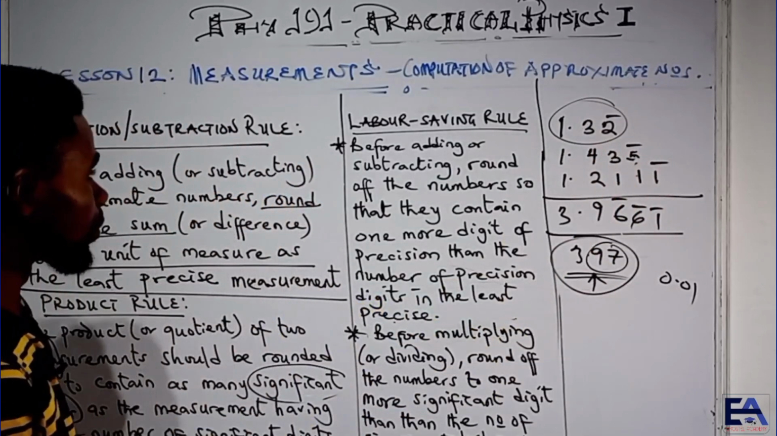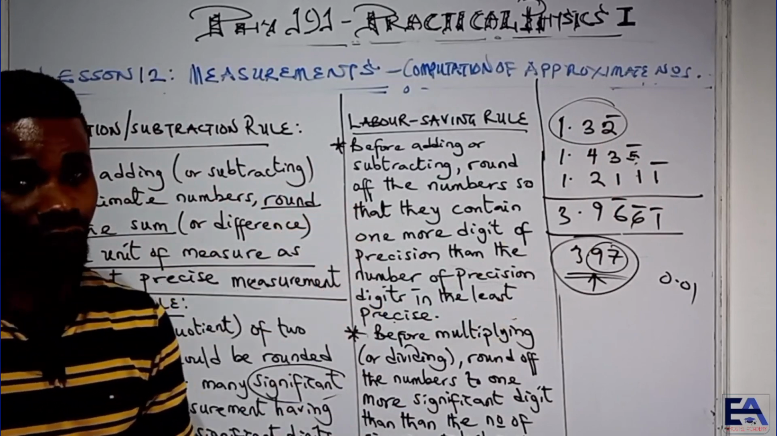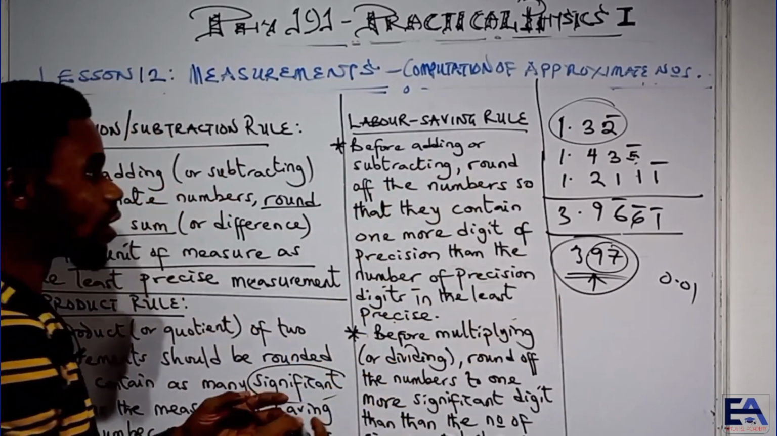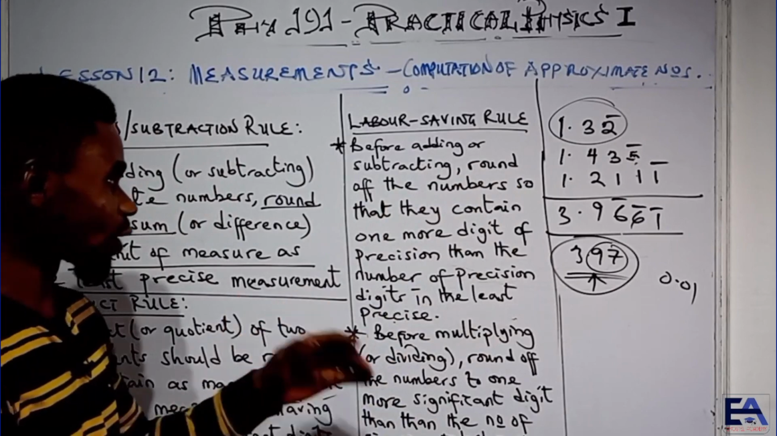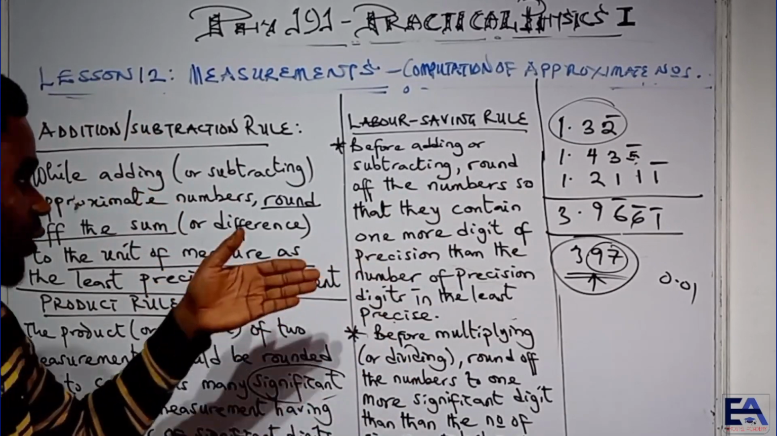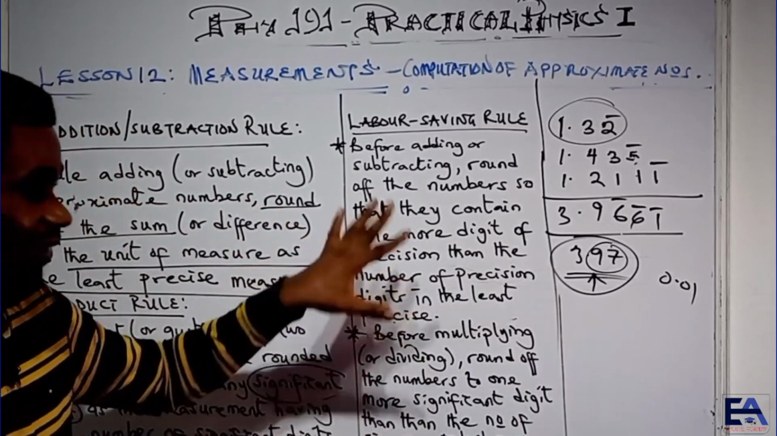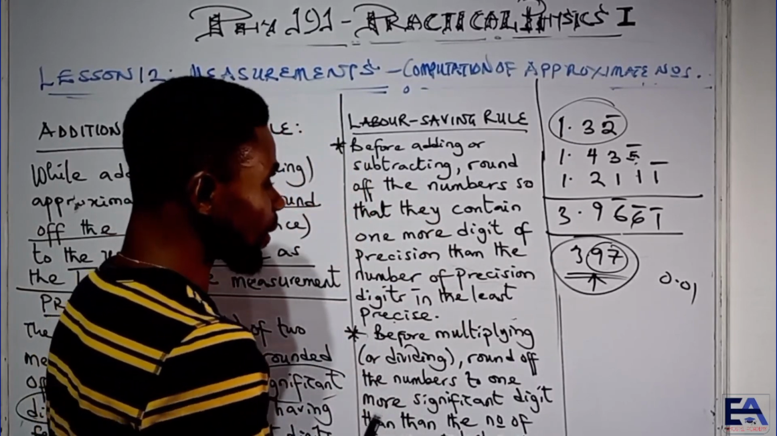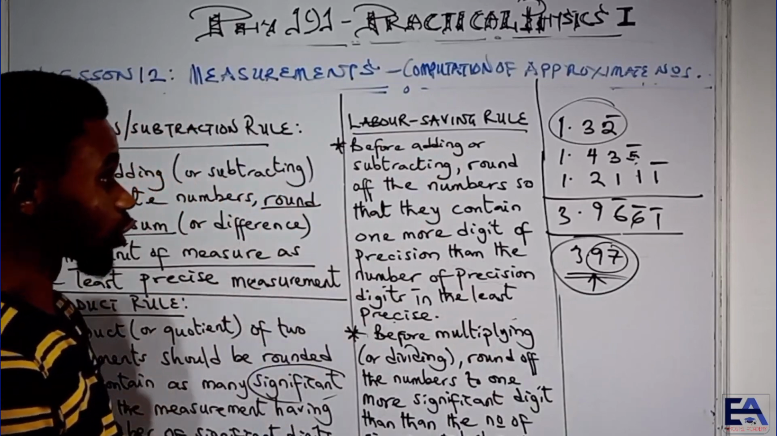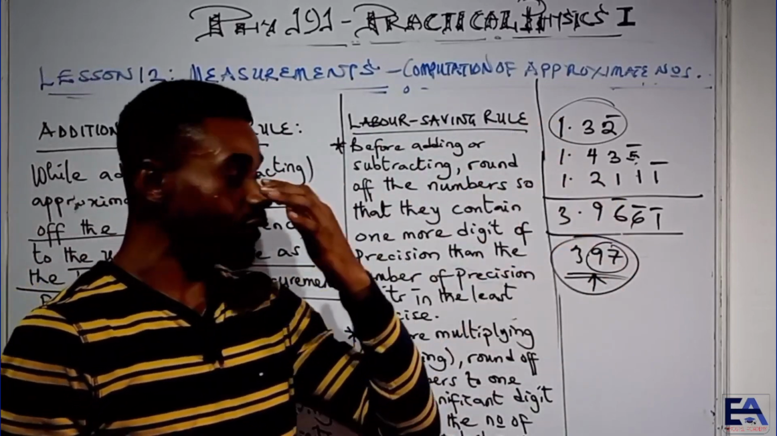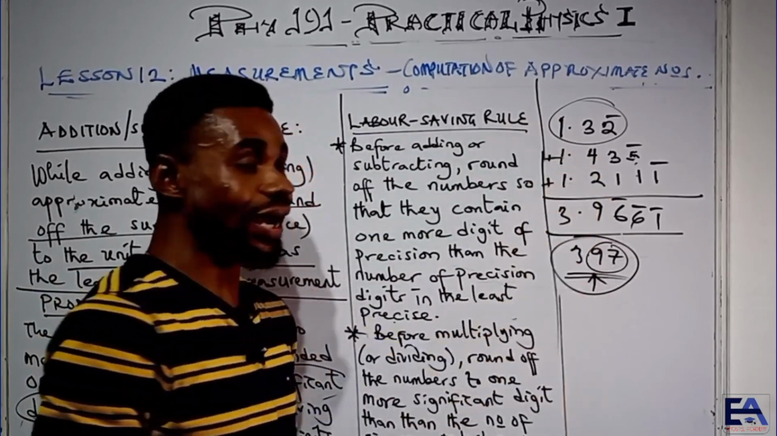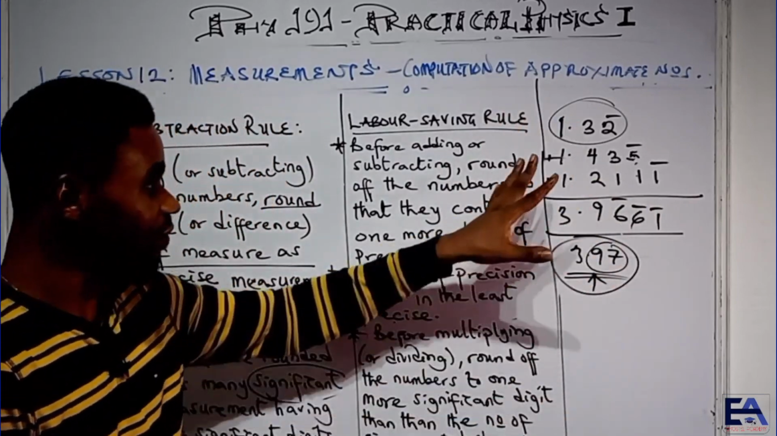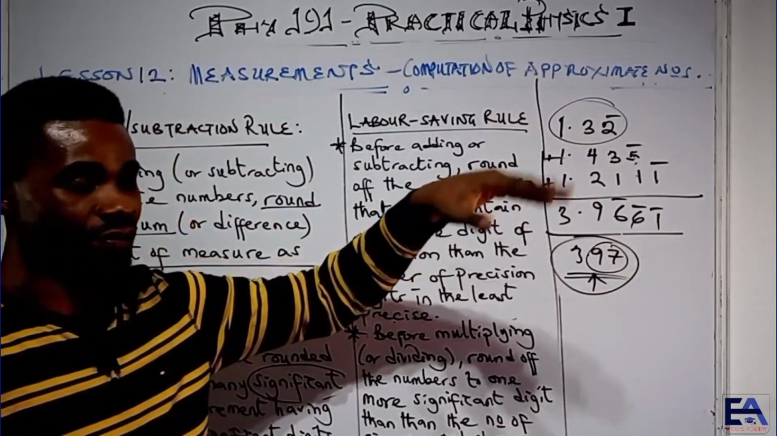So that's that. Now, that reminds me of this labor saving rule. The labor saving rule is just trying to say that, okay, before adding or subtracting, round off the numbers so that they contain one more digit of precision than the least precise number. Let me show you practically so you get what the English is just trying to say. It's just trying to give us a shortcut of adding or subtracting numbers, when we have approximate values, or numbers with decimal places and all that.